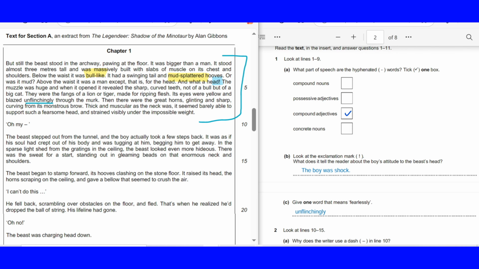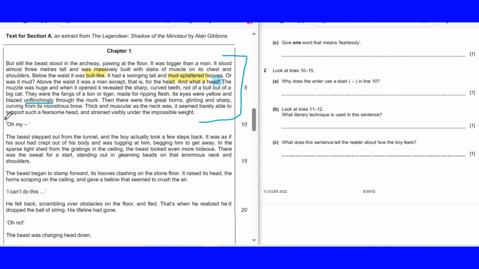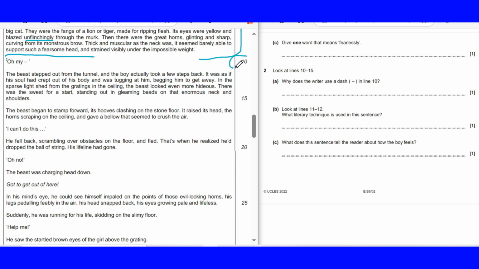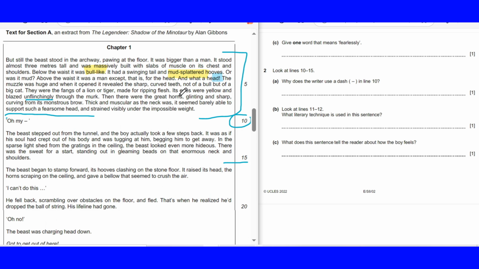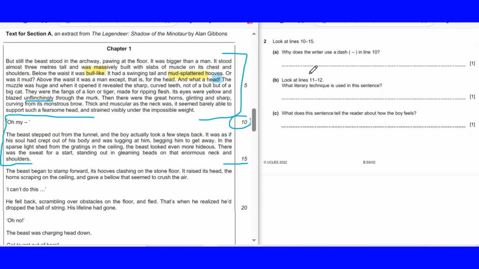Let's move on to question 2, that is line 10 till 15. Line 10 till 15 is from here. This is line 10, you can see from the number, and then line 15 here. So let's take a look at that. Question 2: look at lines 10 till 15. Why does the writer use a dash in line 10? A dash here in line 10, alright? 10 seconds from now.